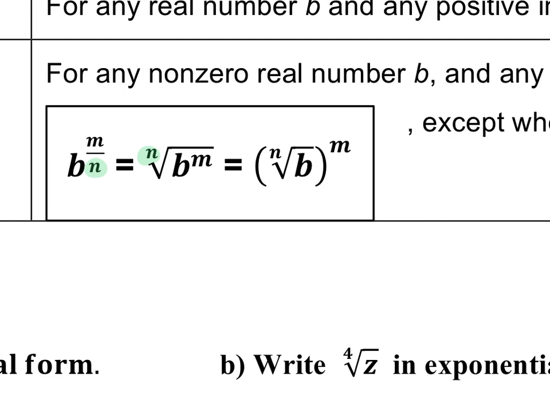The numerator, well, there's two options with the numerator. The numerator can stay inside the radical, or it could be outside. It doesn't matter. And I found that usually it's easier to keep it outside. So usually I'll do it this way.